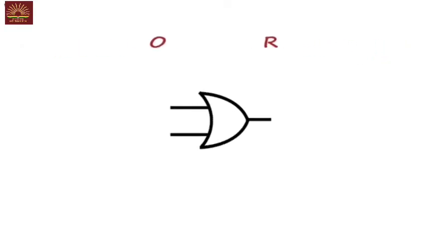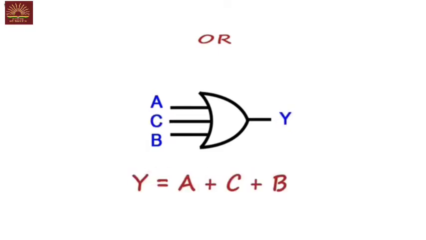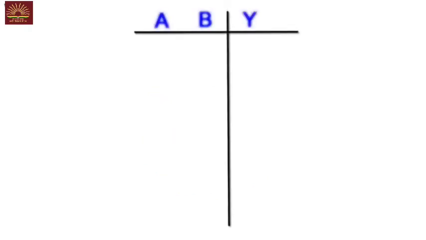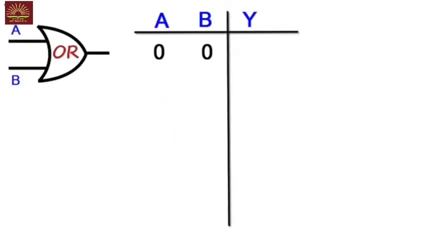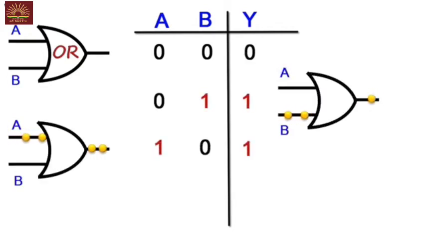The second type of basic gate is an OR gate. For two inputs A and B, the Boolean expression is A or B. For multiple inputs, it is simply written this way. Let us see the truth table. For a 2-input OR gate, when both the inputs are low, the output is low. Otherwise, the output is high for the remaining 3 input combinations.